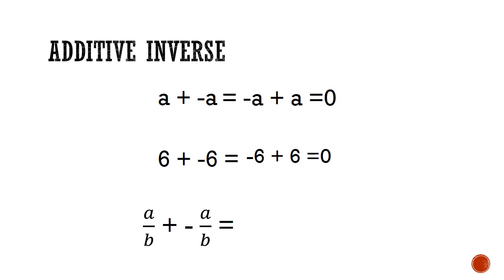Now look at this. I have taken a by b, which is in the form of p by q, a rational number you can say. What is the additive inverse of a by b? It is minus a by b. And you can say minus a by b is the additive inverse of a by b and a by b is the additive inverse of minus a by b. On adding them, you get 0. So on adding, if you get the value to be 0, one is the additive inverse of the other.